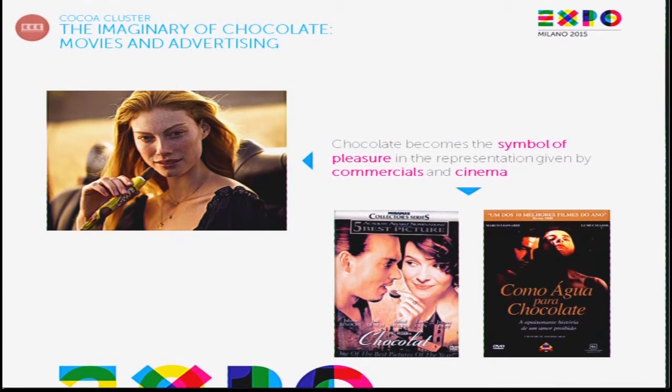Now, just the last slide about the representation of chocolate as an instrument of pleasure, as a tool for pleasure in advertising, movies, and TV series.